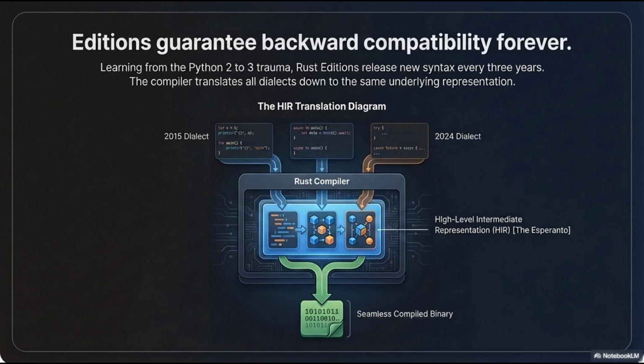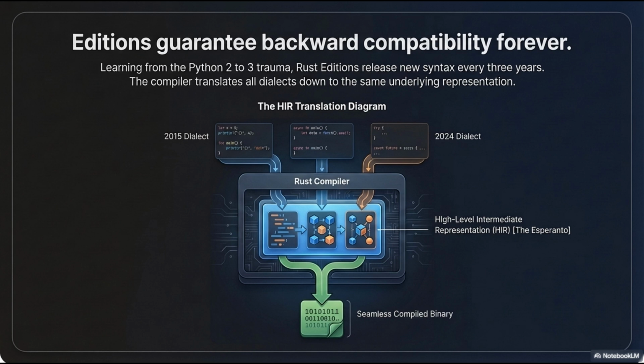But here is the critical, non-negotiable design decision. Editions are completely 100% backwards compatible at the compiler level. Code written for the very first Rust 2015 edition still compiles perfectly on today's compiler. Wait, how is that mechanically possible if they introduce new syntax?